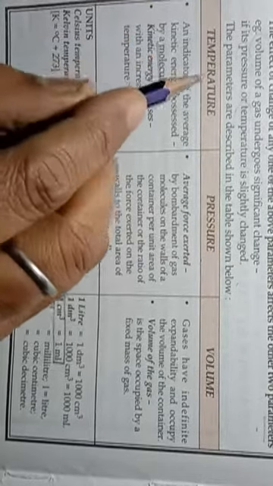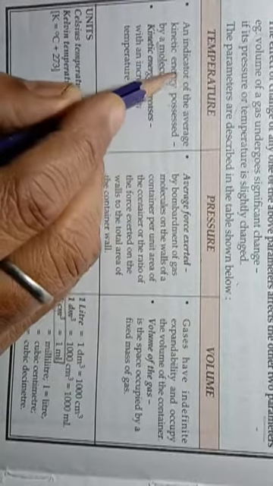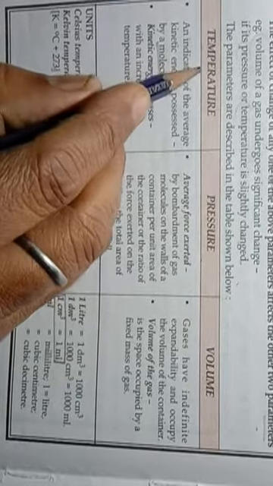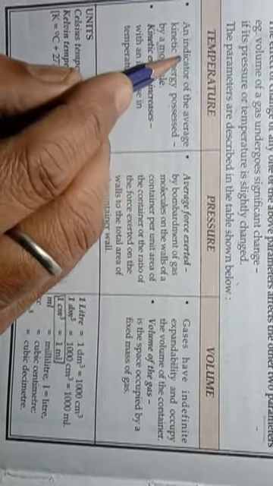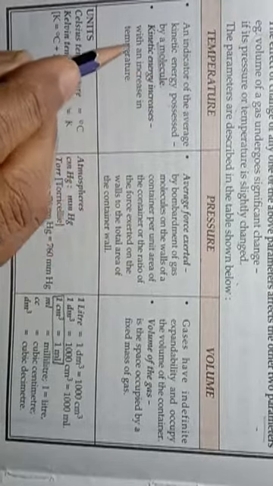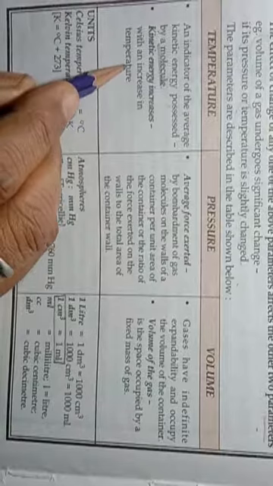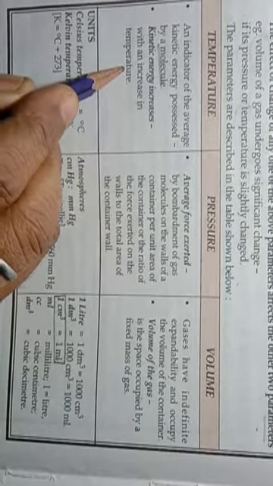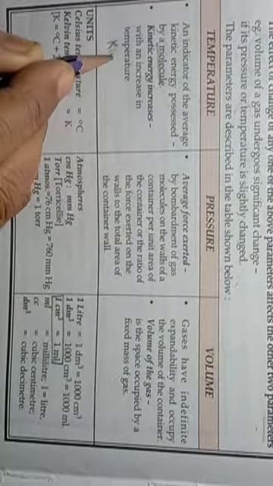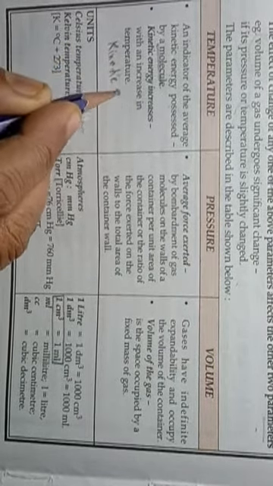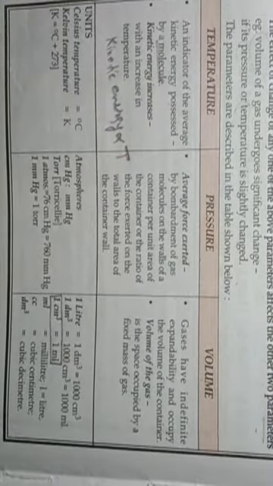Kinetic energy is according to the temperature at that particular instant of time. Kinetic energy increases with an increase in temperature. So molecular kinetic energy increases with increase in temperature. Kinetic energy is directly proportional to temperature.